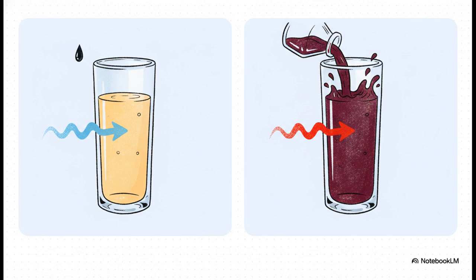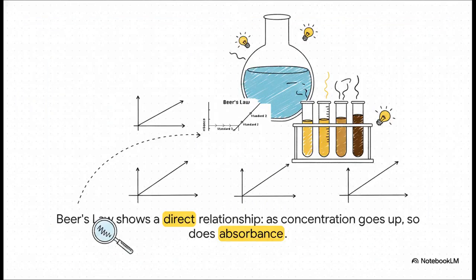The lighter, weaker solution absorbs less light, so it has a lower absorbance. The darker, stronger solution absorbs more light, giving it a higher absorbance. Simple as that. And here is where the magic happens. When you plot the absorbance against the concentration, you get this beautiful, perfect straight line. And this isn't a coincidence. It's a direct, linear relationship. And that predictability, that's what our entire experiment is built on.